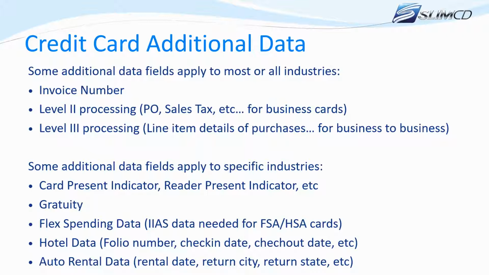Level 3 is another business-to-business feature where the merchants can get better rates, and that's where you're sending all the line item details for a particular purchase, and I'm going to cover that in another slide as well, so I'm going to leave that for now.